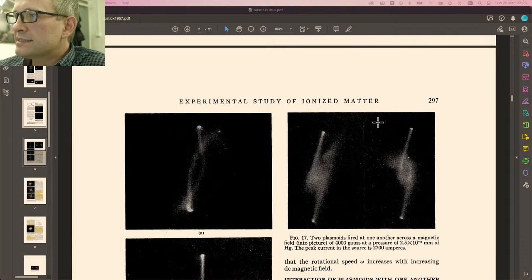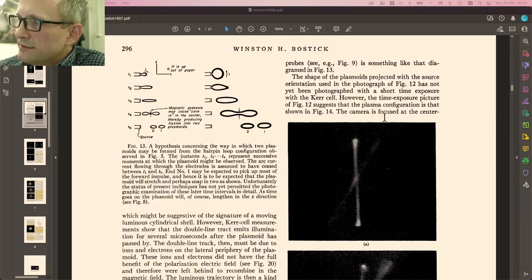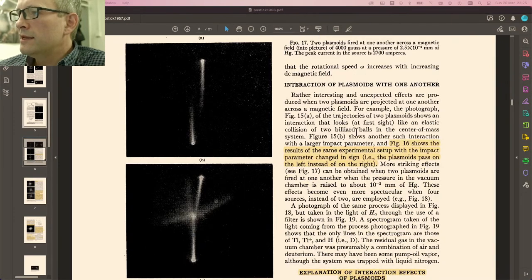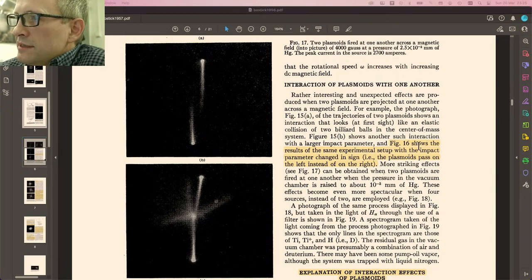Figure 15b, so we're talking about these ones here, 15a, 15b, shows another such interaction with larger impact parameter. Figure 16 shows the results of the same experimental setup with the impact parameter changed in sign, i.e. the plasmoids pass on the left instead of on the right.